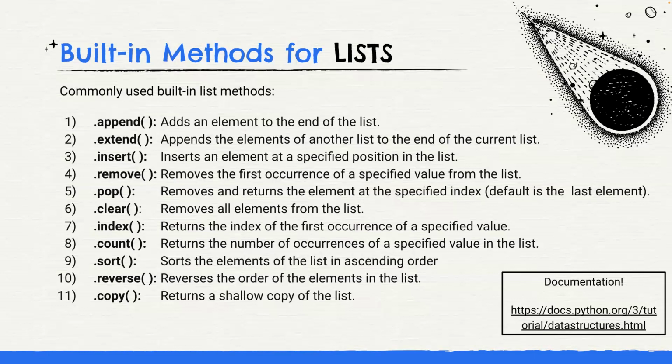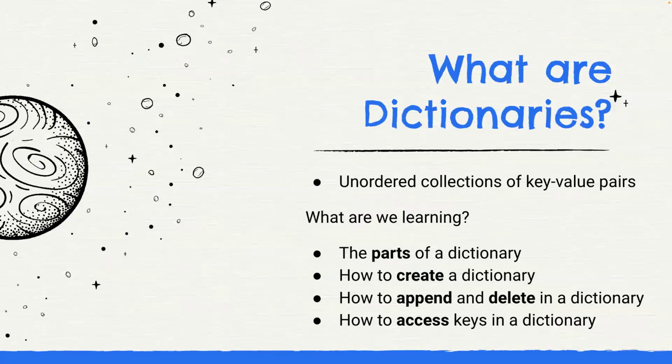All right. Now we're going to go into dictionaries. Dictionaries are very similar to lists, but like I said, they have key value pairs. If that doesn't make sense right now, I'm going to explain, but we'll get into it. So we're going to learn the parts of a dictionary, how to create a dictionary, similar to how to append, how to delete things in a dictionary, and how to access keys.